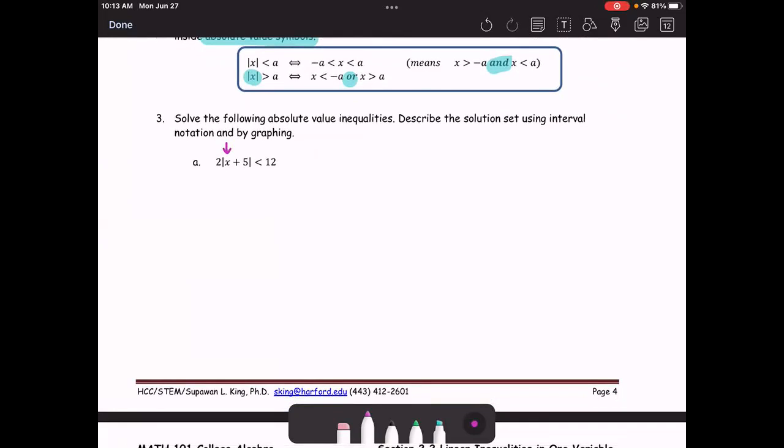We're going to peel off one layer at a time by dividing both sides by the value 2. The value 2 is positive, so the inequality symbol does not change. It remains as it is, strictly less than 12 divided by 2, which is 6. After that, we have the absolute value of the expression x plus 5 strictly less than 6. The less than means we're going to have the compound inequality with x plus 5 in the middle, greater than negative 6, less than positive 6.